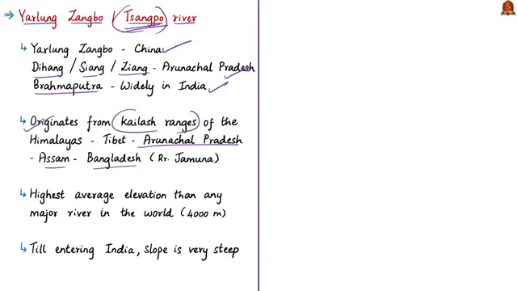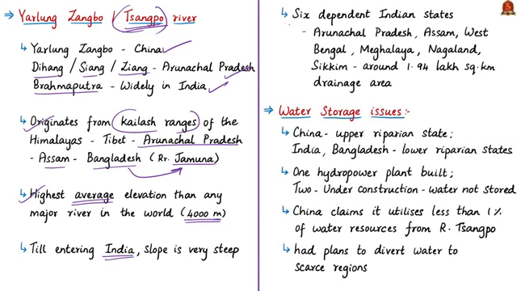Also know that in Bangladesh this river is called River Jamuna. This Yarlung Tsangpo river in its Chinese stretch has the highest average elevation of any major river in the world. The average elevation of Tsangpo river is around 4,000 meters. The slope of the river is very steep till it enters India, and after entering India the slope is heavily moderated. Know that there are 6 Indian states that are dependent on Brahmaputra river.